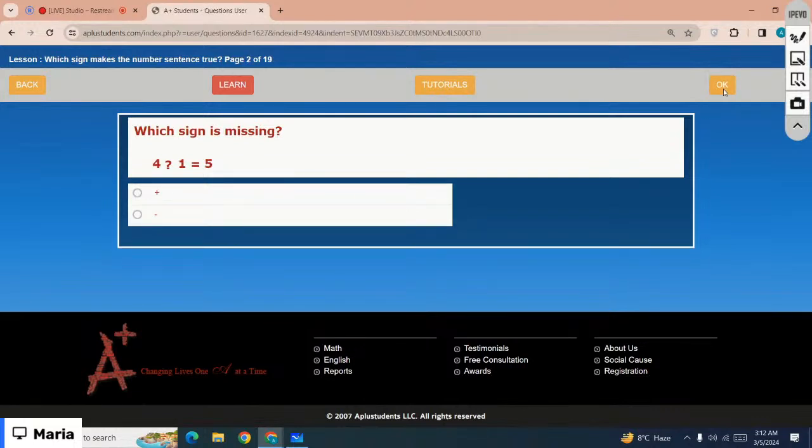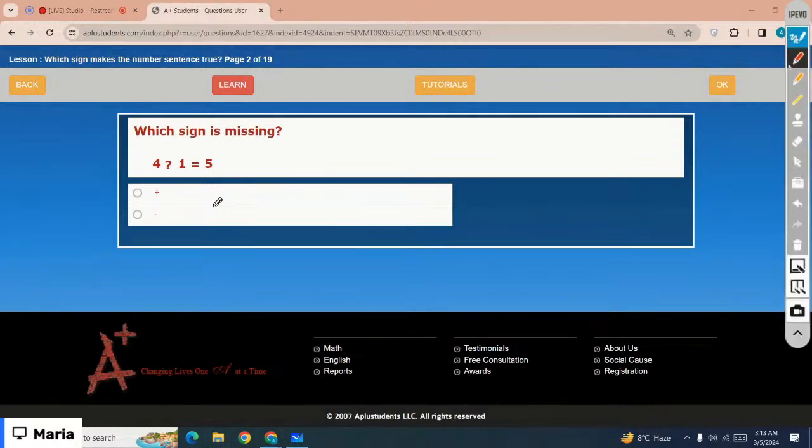Which sign is missing? 4, the missing sign, 1 equals 5. So which is the correct option? Add or subtract? Yes, the correct one is you have to add 4 plus 1, because when you subtract it doesn't make 5, right? You have to make both sides exactly equal. It looks like this: 4 plus 1 is 5, so 5 is equal to 5. The correct option is option number 1. 4 plus 1 equals 5. Got it?